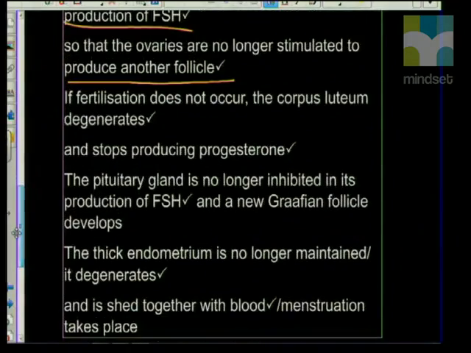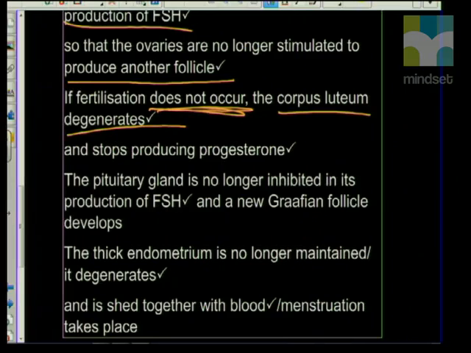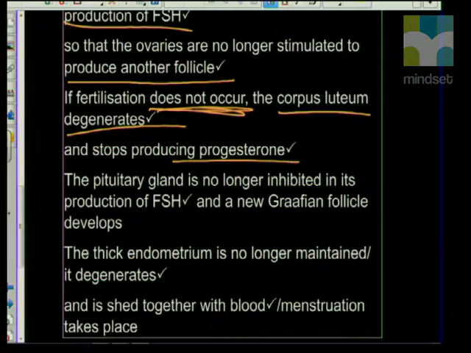Then, if fertilization does not occur, what's going to happen? The corpus luteum degrades, breaks down, gets small, and there's nothing left there. If that breaks down, there's not that much progesterone anymore, and it stops producing progesterone. Then the pituitary gland is no longer inhibited, so what does it do? It produces FSH again. And what does the FSH do? It stimulates the Graafian follicle to be made.